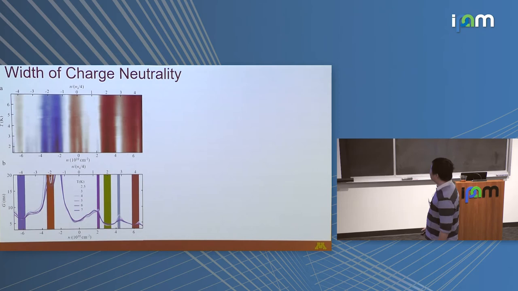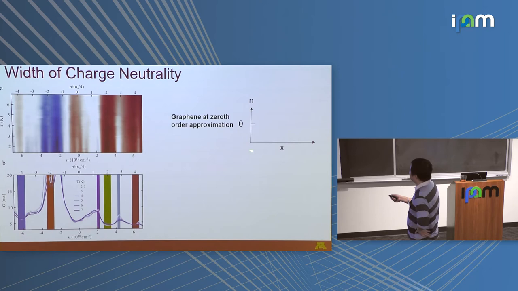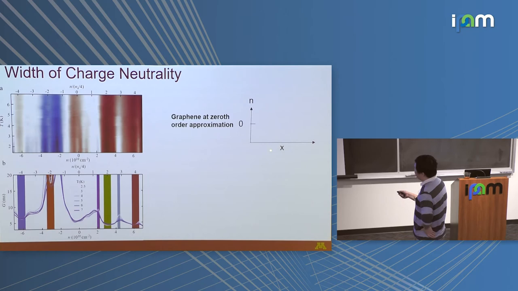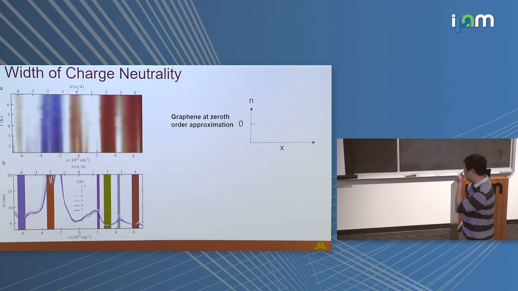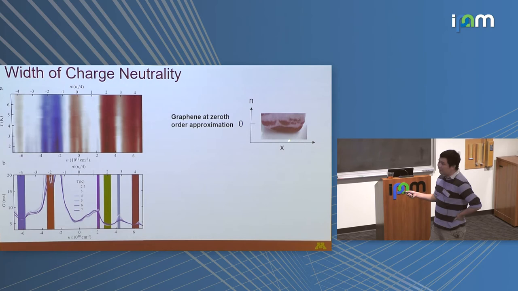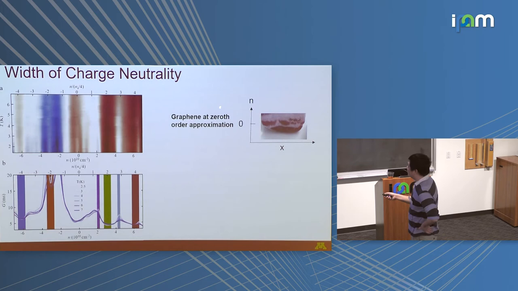So what is graphene at zeroth-order approximation? If we plot the graphene sample as a function of density, if you are at negative charge density, you're heavily p-doped. If you are at positive charge density, you're heavily n-doped. And then this x-axis is just a real-world coordinate from left to right. So graphene in experiments really looks like this, basically. If you go to heavily p-doped, it's purely, you know, meat. And if you go to heavily n-doped, it's purely fat.